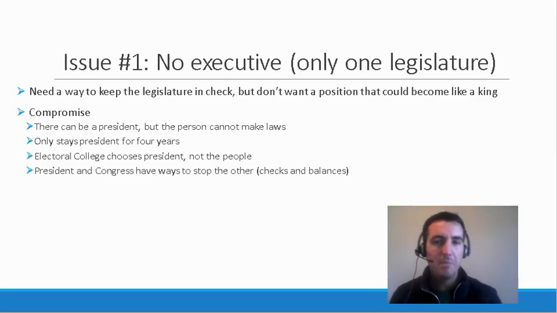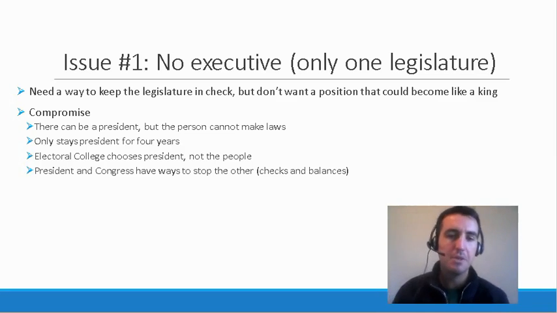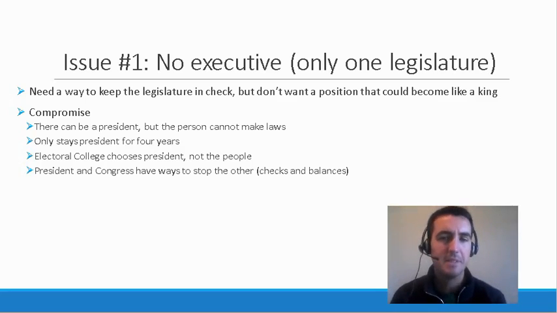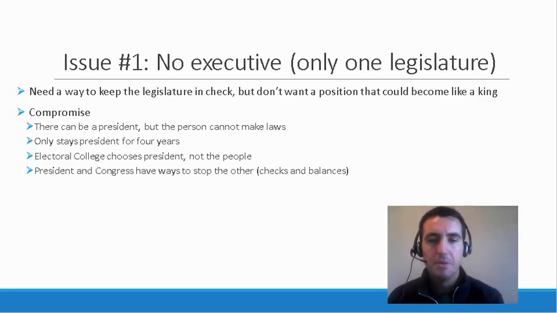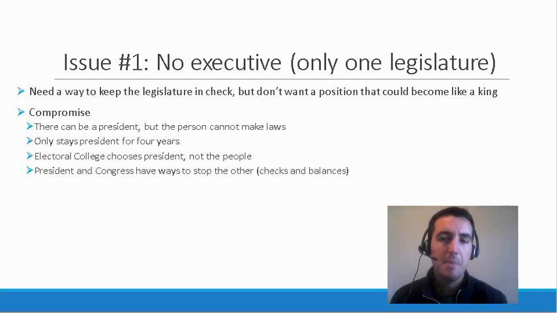So the first problem, like you remember from the Articles of Confederation, is there's no president, there's no executive, there's nobody that's in charge of the country. The government's basically made up of one legislature, or one group that basically does everything, including make laws. There's nothing to really check up on that legislature. So you need a way to keep that legislature in check. But you don't want to create something that's going to be like a king. So that's what everyone's afraid of.